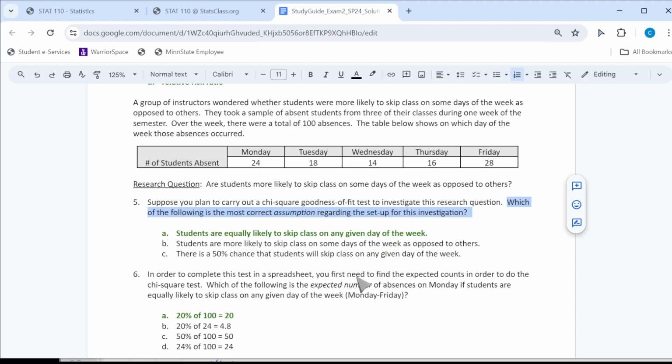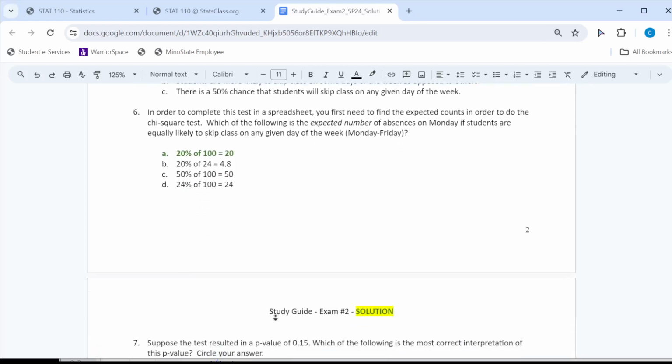When we're doing the expected number, and it's under a situation of all equally likely, there's 1, 2, 3, 4, 5 days, and I think the total number of absences is 100. So if you take just 1/5 of 100, then that's where we get the 20 there. Okay, let's keep going forward here.